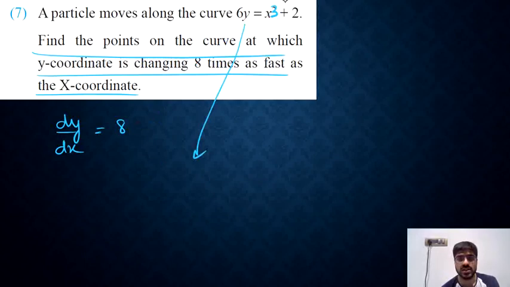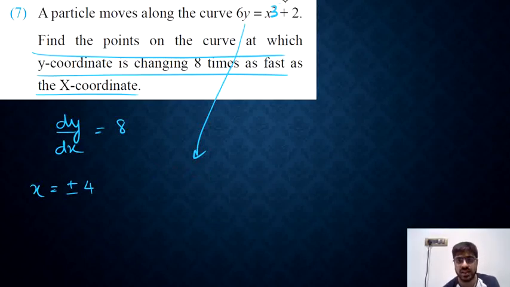So in the equation, let's take a derivative. We have 6 times dy by dx equals 3x square, and when you put dy by dx as 8, you have 6 into 8, which is 48, divided by 3, so x square equals 16. So the value of x will be plus or minus 4. The required points are going to have the x coordinates as either plus 4 or minus 4.